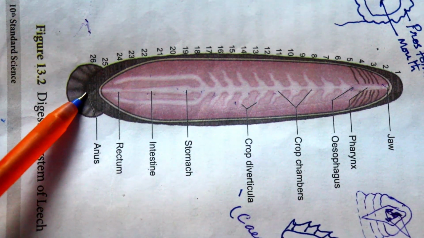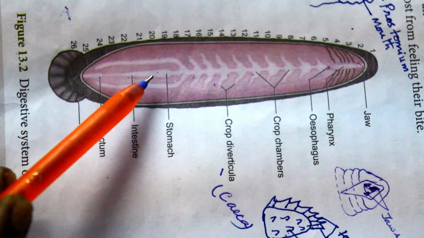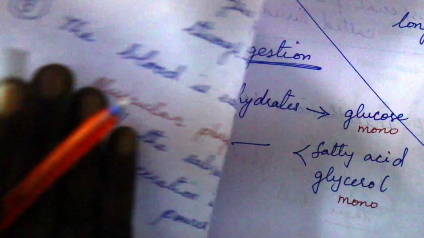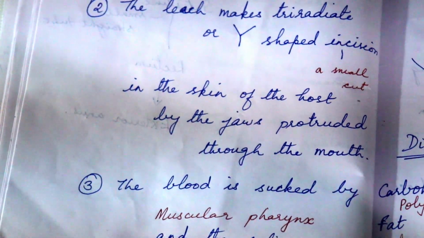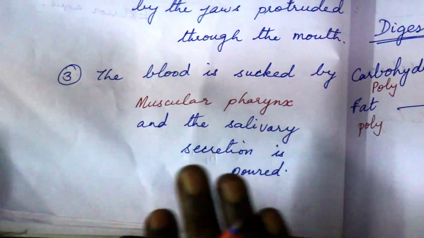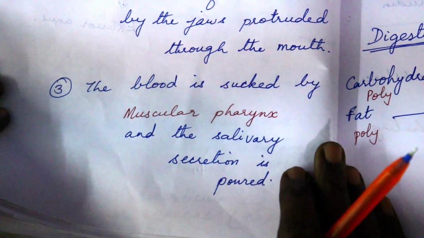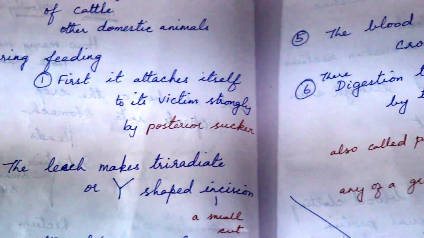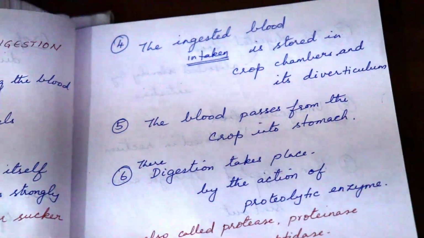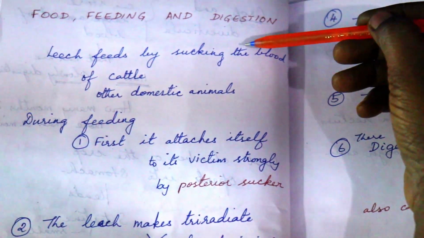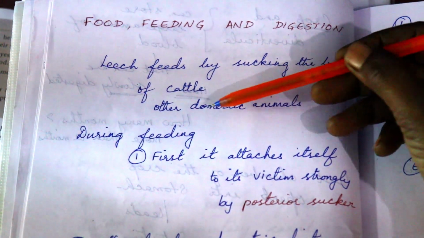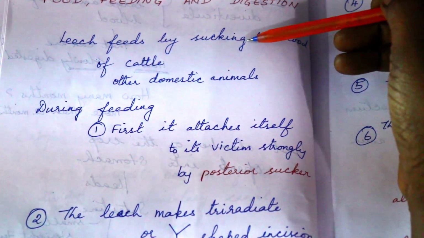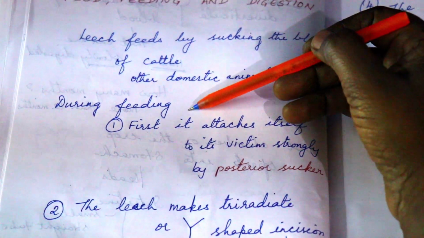Now what is going on in this stomach actually? I told you digestion takes place. How digestion takes place, how food, feeding and digestion, that we are going to see. First, the leech feeds by sucking the blood of cattle. It sucks other domestic animals also. How does it feed? During feeding.